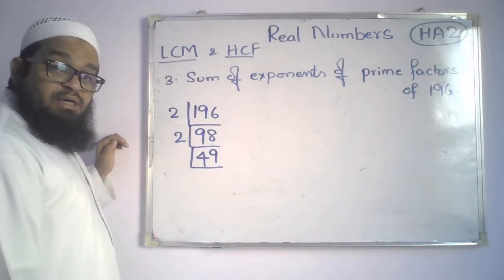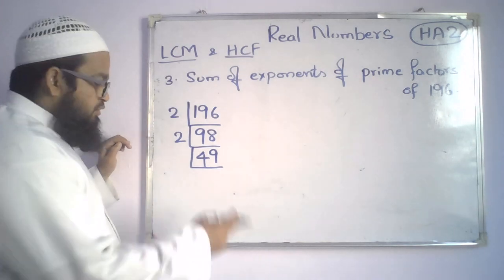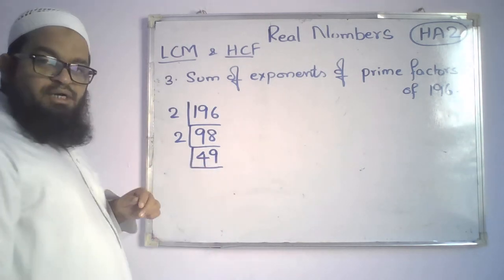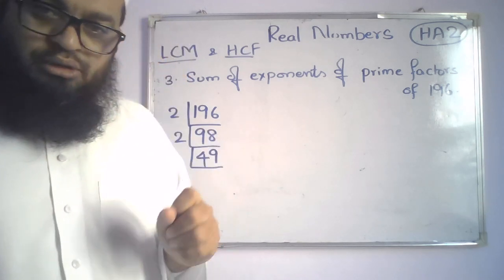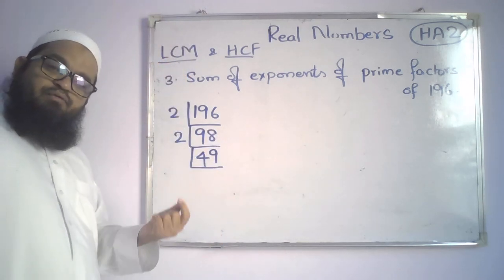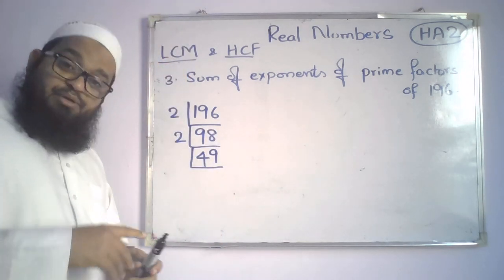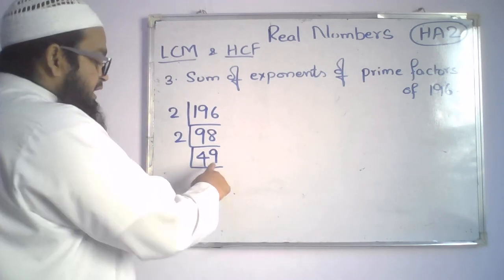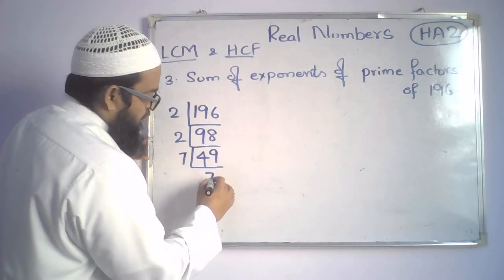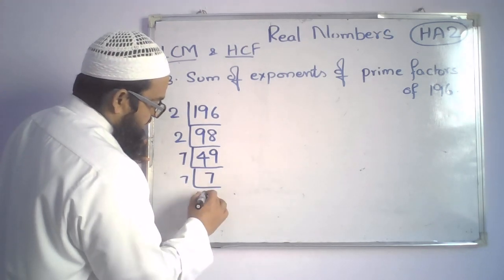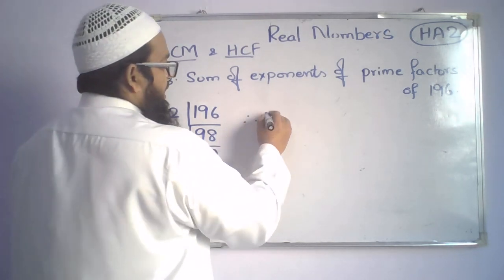So what is the next prime number? 3. Let us add 4 plus 9, it is 13. 13 is not divisible by 3. So the next prime number is 5. What is the divisibility test of 5? It should end with 5 or 0. It doesn't, so the next prime number is 7. 7 sevens are 49. And here, 7 ones.